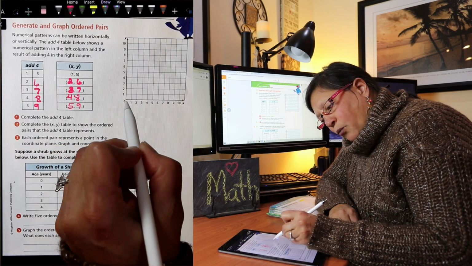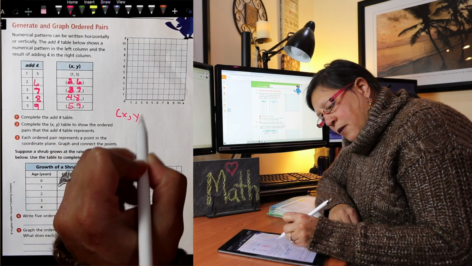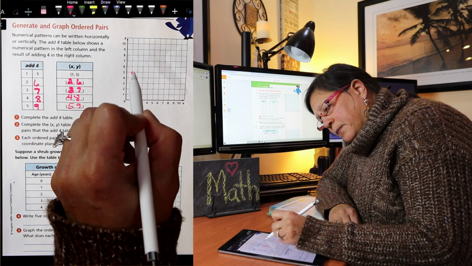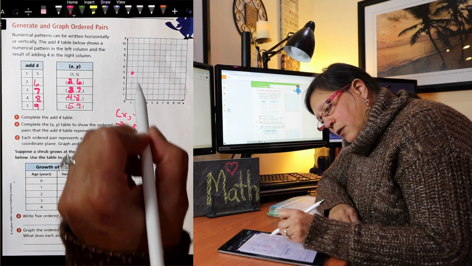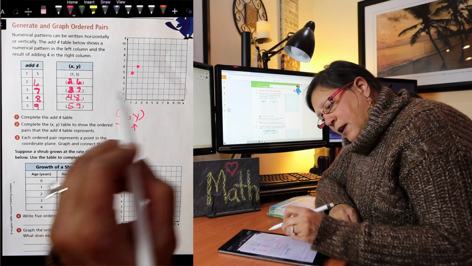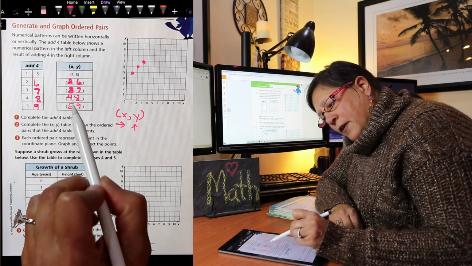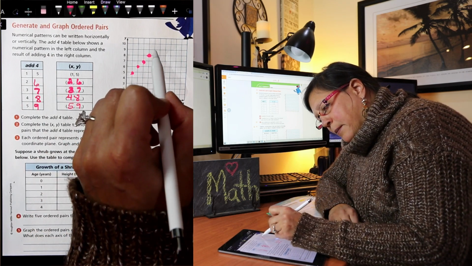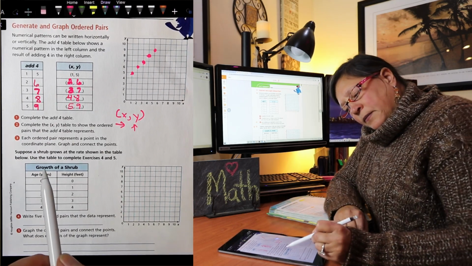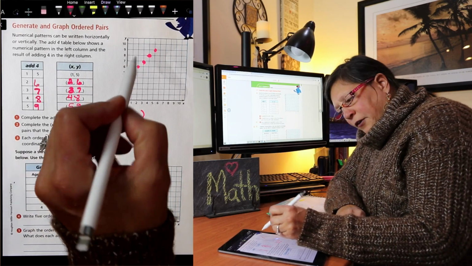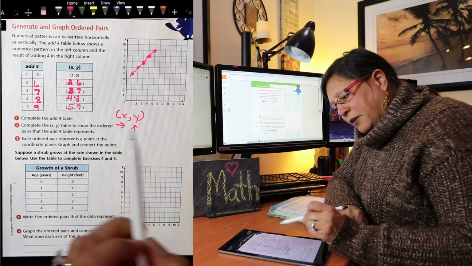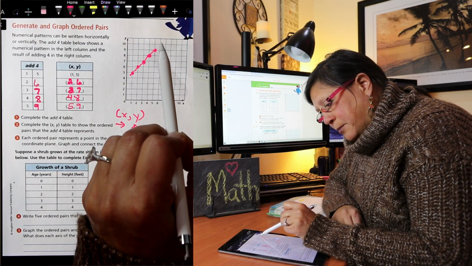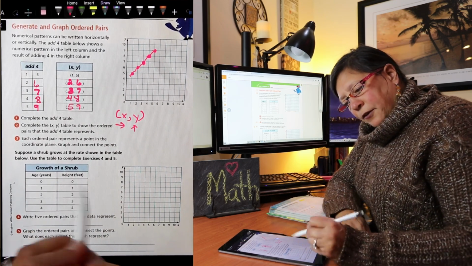Okay, so the first one is 1, 5. Remember, it's always x, y, over, and then up. So over 1, up to 5. And then over 2, up to 6. 3 over, 7 up. 4 over, 8 up. 5 over, 9 up. Okay. Now we can see that there is a pattern here. If we connect these, we should be able to tell what would come next. So if you have 6, it would stay on the line. That would be 6 and 10. You should be able to see the pattern there.